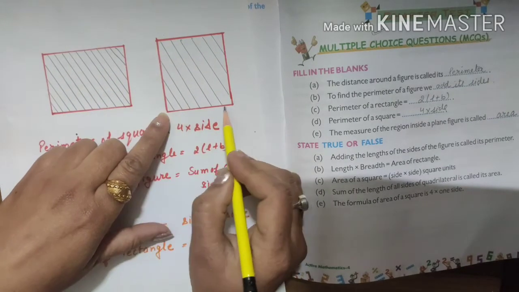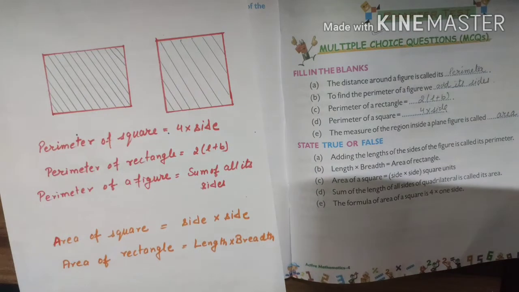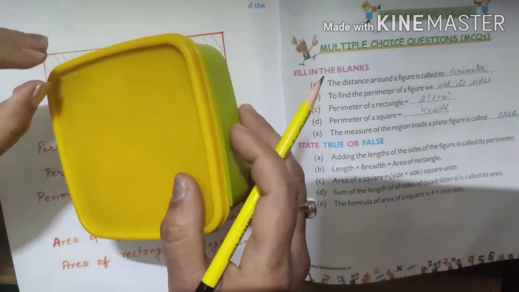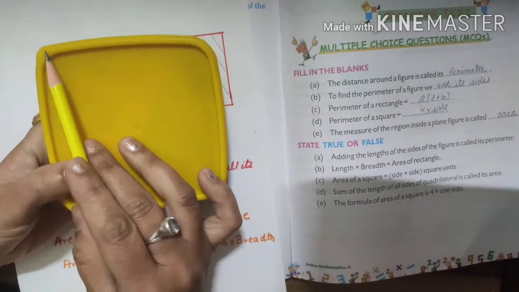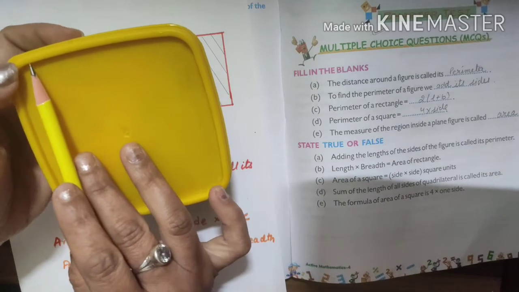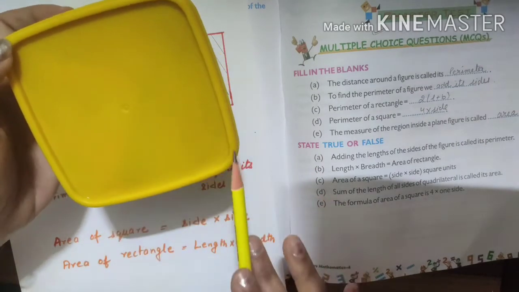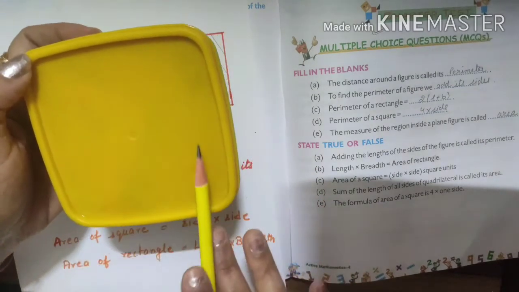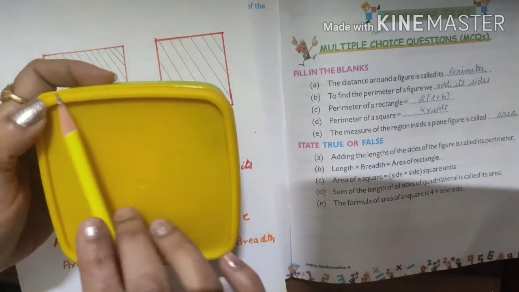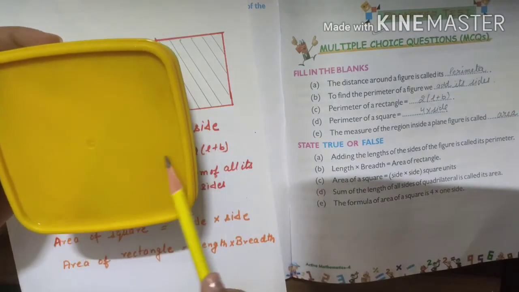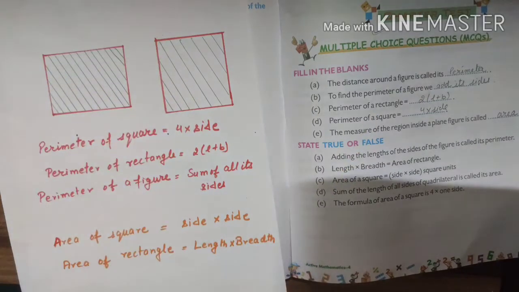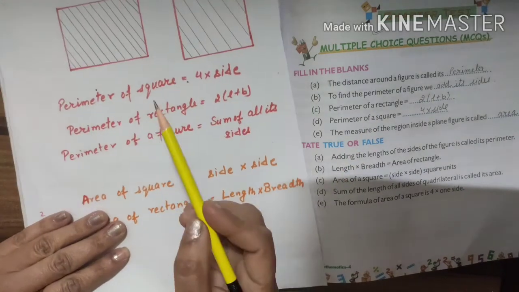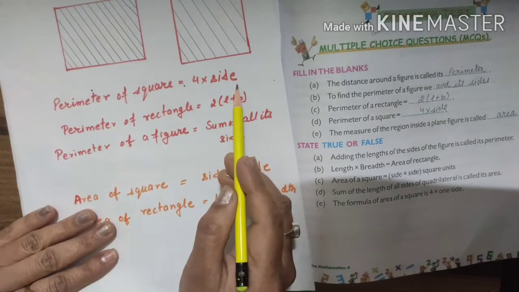Like I have a box. If we want to find out this distance, it is called the perimeter, and this inside distance is called the area. So let us discuss the formulas. Perimeter of a square is 4 into side.